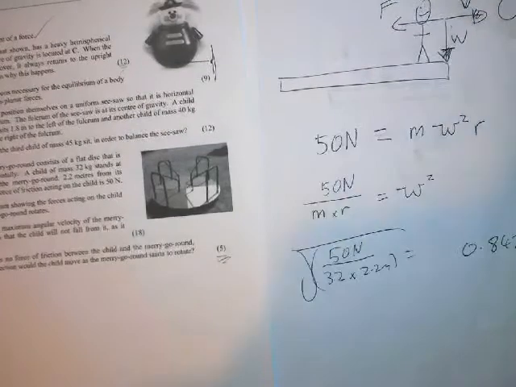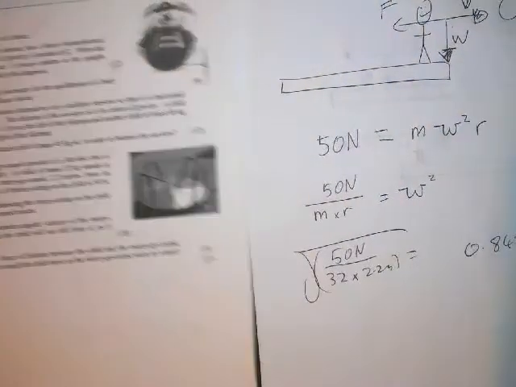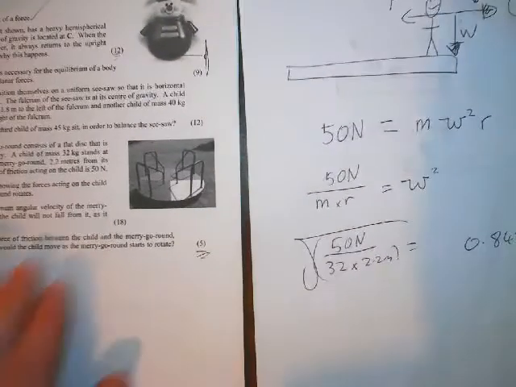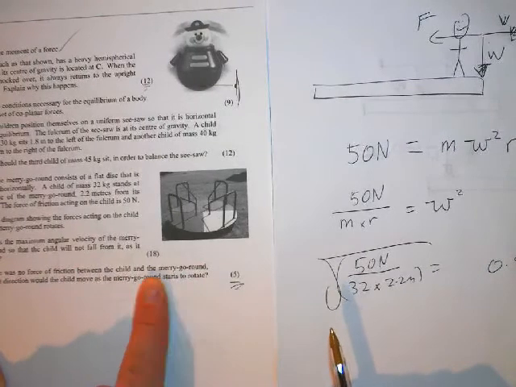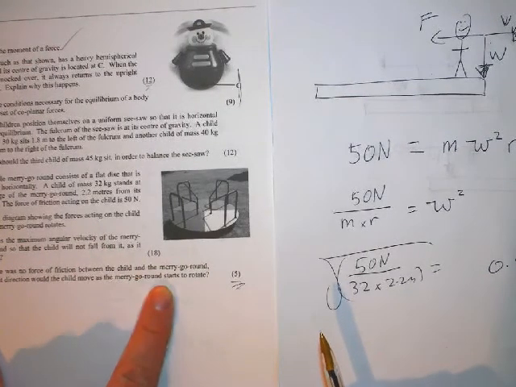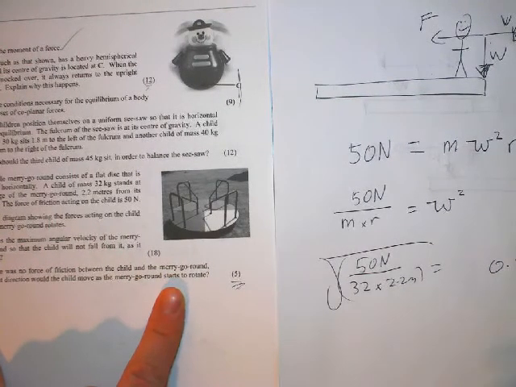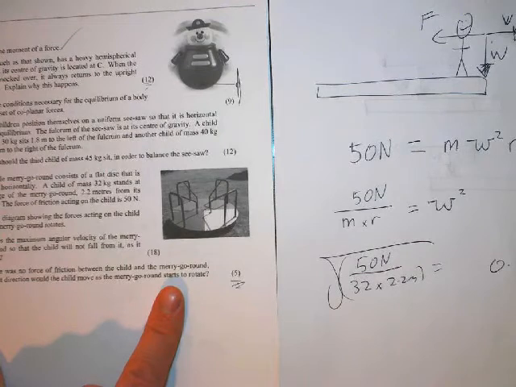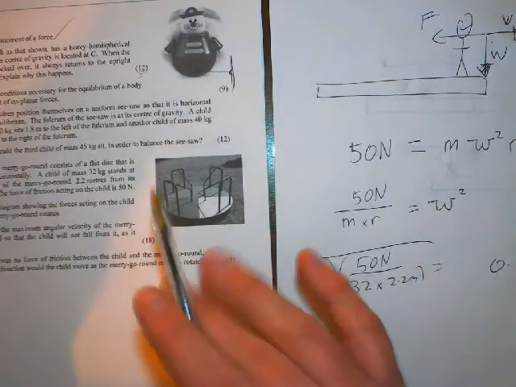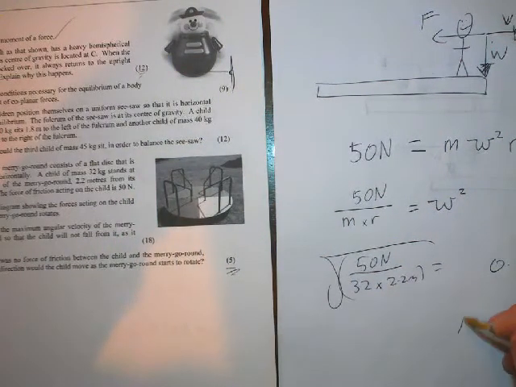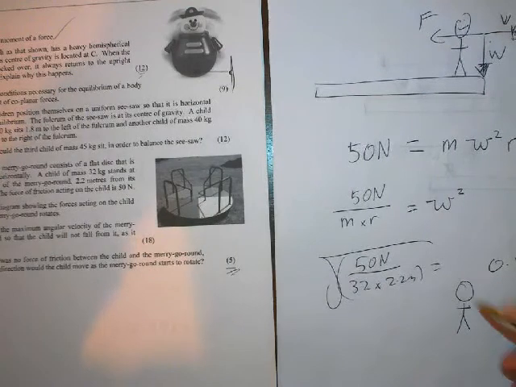Okay, the last one, right? This is kind of a vague question. And depending on how deep you want to go in terms of frames of reference and general relativity, this could get very messy. So if there was no force of friction between the child and the merry-go-round, in what direction would the child move as the merry-go-round starts to rotate? Now, the thing is, if there is no friction, there'd be no movement. There's a whole number of ways you could argue. This is going to be kind of vague.